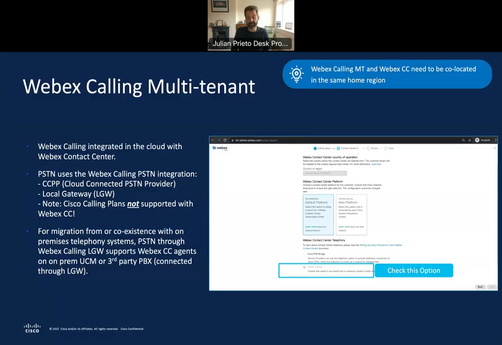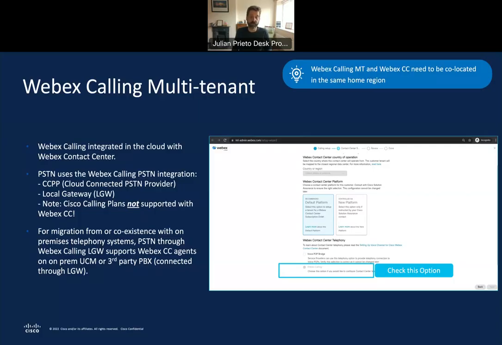Then when you select WebEx calling in this first time setup wizard, it will ask you to select a location for WebEx Contact Center. That location will need to match the location that you're using for WebEx calling multi-tenant. If the country and region are different, then Control Hub will not allow you to continue with the provisioning of WebEx Contact Center. Now, with this integration, the PSTN into WebEx Contact Center will use the WebEx calling PSTN integration.